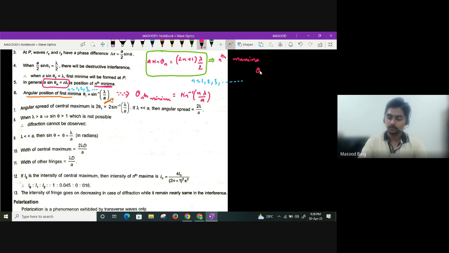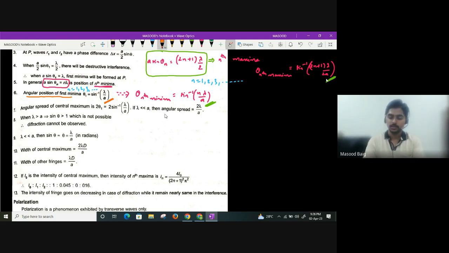In the same manner, I want to find the angular position of nth maxima, guys. Very, very important again. It will be given as sine inverse of (2n plus 1) into lambda divided by 2a. Okay. Again, these two also are important. This is the condition for secondary maxima formation, the condition for secondary minima formation. This is the angular position of first minima. This is the angular position of nth minima. Right? This is the angular position of nth maxima. If I want to find the angular position of first maxima, I'll substitute n value as 1. You will get sine inverse of 3 lambda divided by 2a.